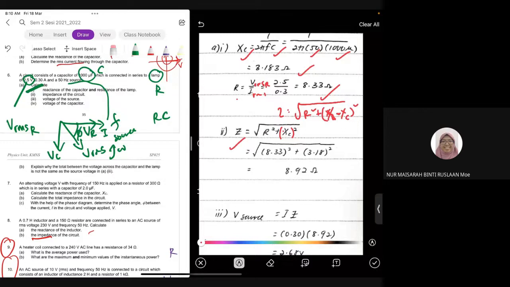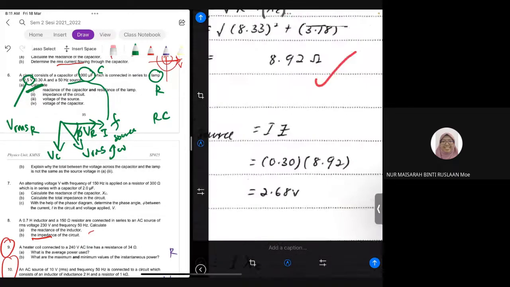8.33 ni darab dengan ni, so you akan dapat lah jawapan sama. Tapi kalau dalam exam you tak letak negatif ni pun dia terima lah. Tapi sebenarnya formula dia adalah negatif sebab dia going down. Sebab dia dekat part C. Okay, number 3, they ask you about V source.